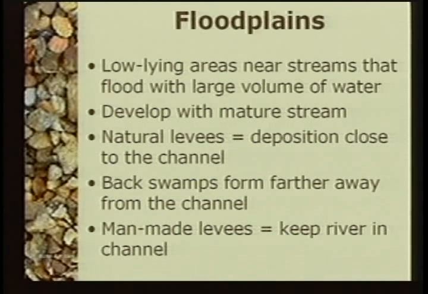Floodplains develop with a mature stream. Now, the river has a natural way of building up its channel and its banks, and these are the natural levees. As the river floods and overflows, it deposits right along its channel, and we do get those natural levees. Of course, we're not content with natural levees, and we often engineer other man-made levees to keep that river in its channel. The land further away from the channel is referred to as a back swamp.